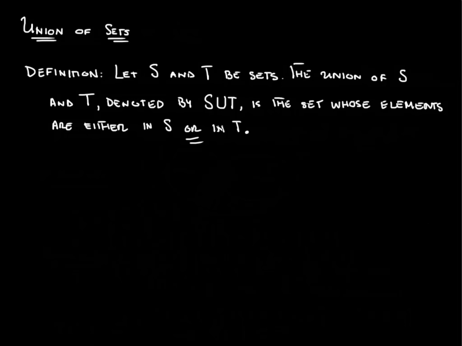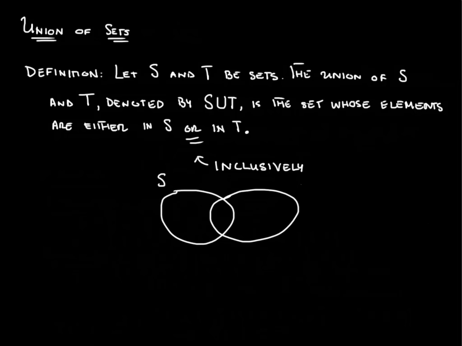Now, we use or inclusively, okay, which means that it contains the word and. So it can be either in S or in T, or in both S and T. This is what it means for or to be inclusive. Now, what about this definition in terms of the Venn diagrams? Well, let's say I have two sets like this, S and T. Well, the union of both is simply the entire thing, okay? You take all of the elements of S, all of the elements of T, including this common part right here.